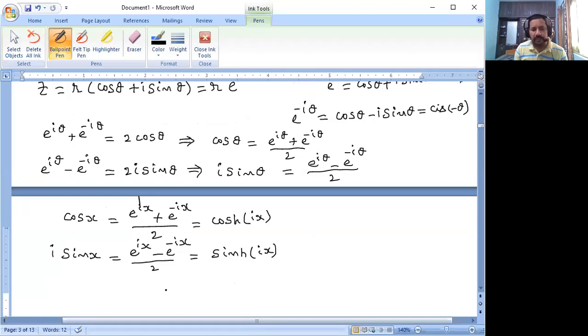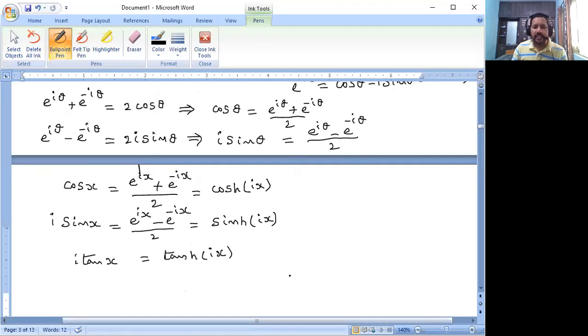What happens? For suppose tan ix, this is i tan x. Second one divided by first one. What we get? Tanh of ix: sinh of ix by cosh of ix. Now we got tanh of x.